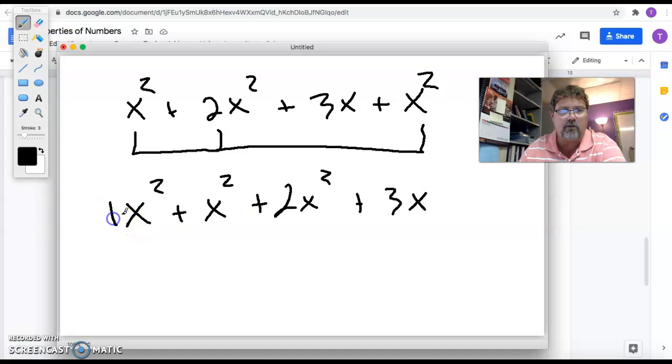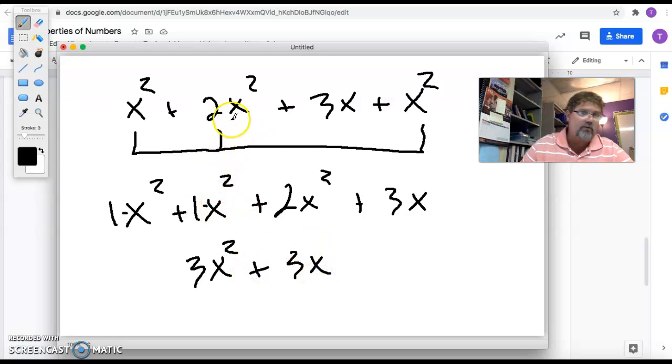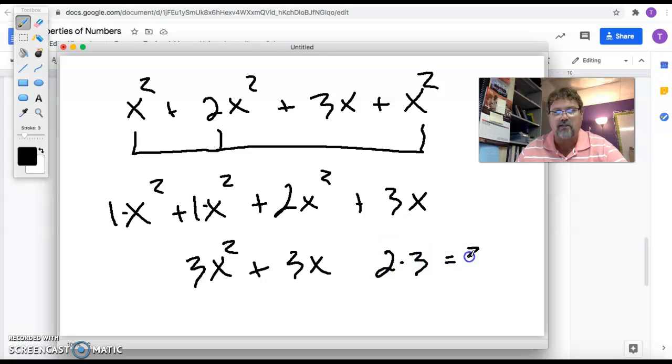And then you would have 1x squared plus 1x squared plus 2x squared. I guess my point here is that's what allows you to move things around and combine your like terms, right? It doesn't matter. In other words, 2 times 3 is equal to 3 times 2. Yes, we know that. Order doesn't matter in the way you multiply, okay?